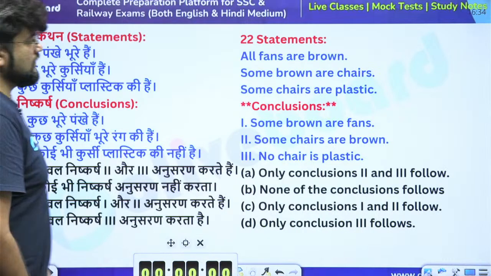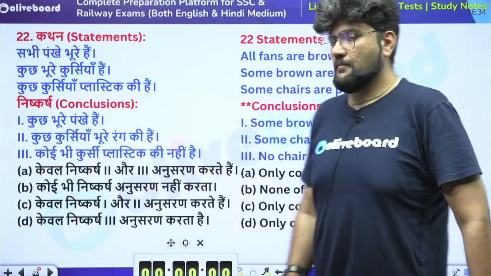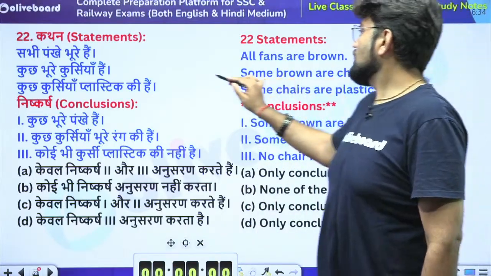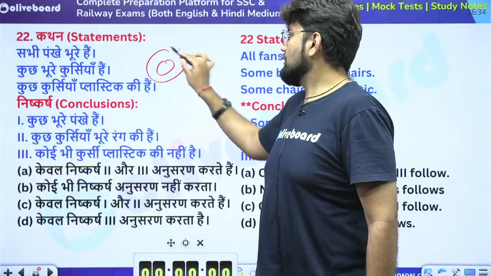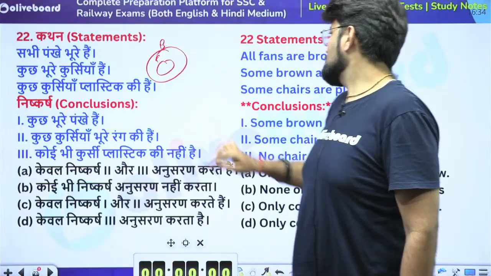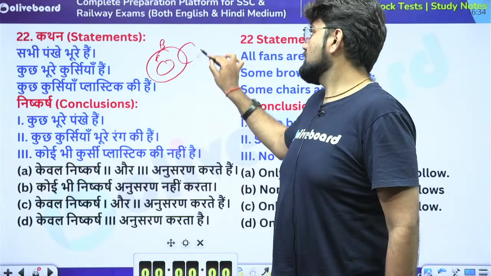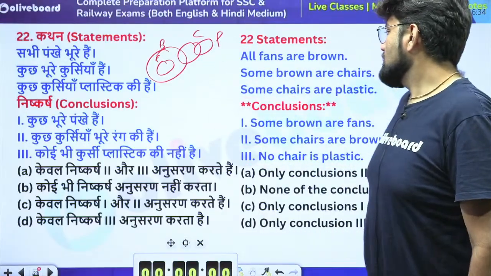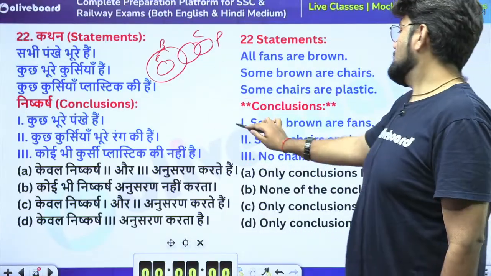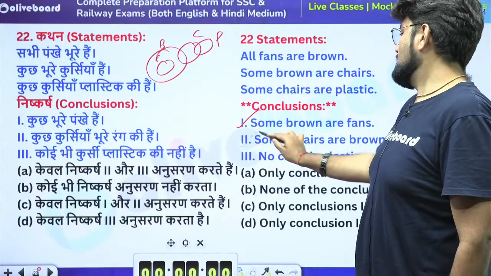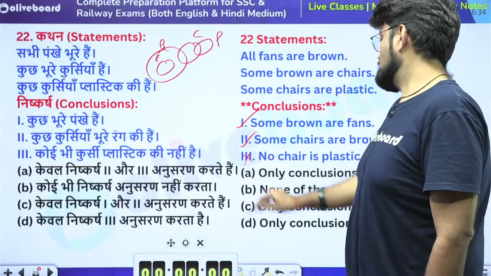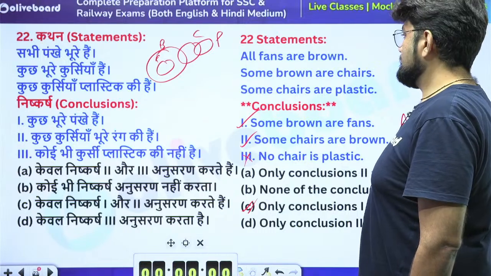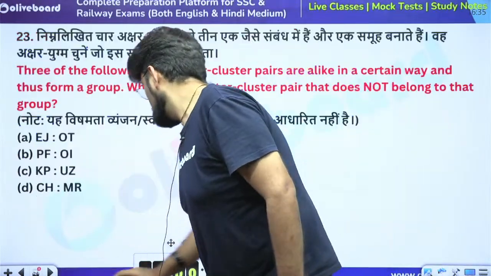So all fans are brown. All fans are brown. Some brown are chairs. Some chairs are plastic. Some brown are fans, absolutely right. Some chairs are brown, absolutely correct. No chair is plastic, not possible. Only 1 and 2 follow. Option C is the correct answer. Cakewalk.